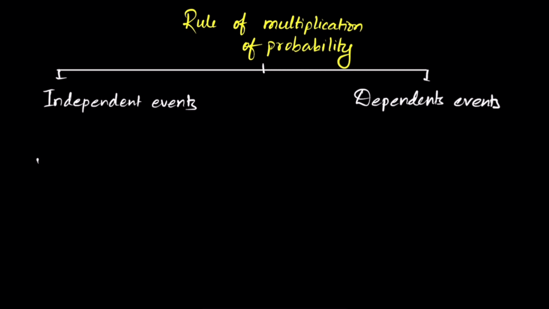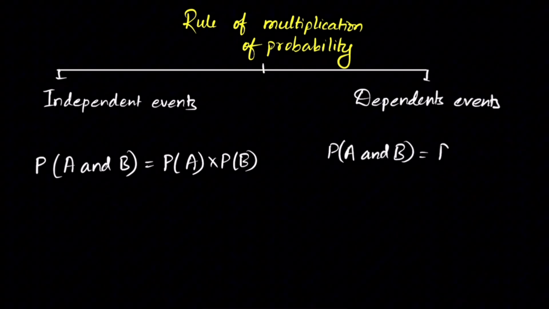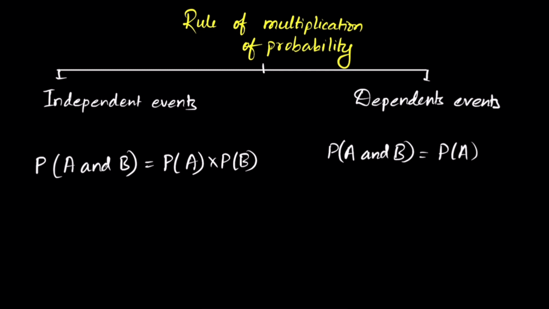For the first scenario, the probability for A and B simply equals the multiplication of both the probabilities. And in the second case, the probability for the occurrence of both the events is equal to first the probability of occurrence of the first event times the probability of the second event only after the first event has already occurred.